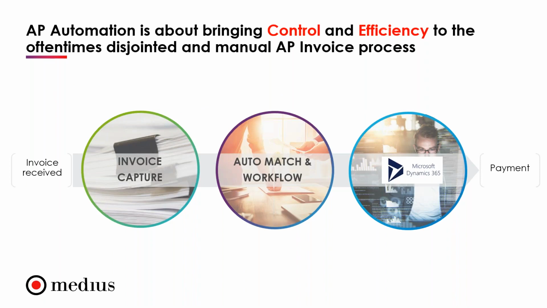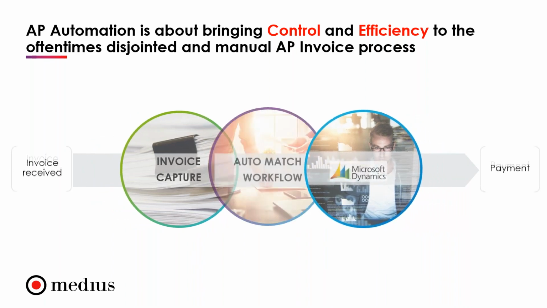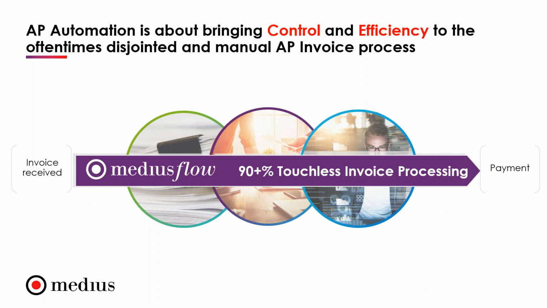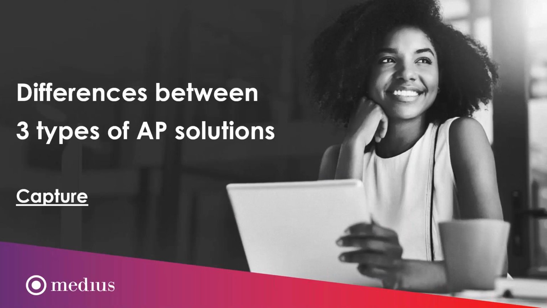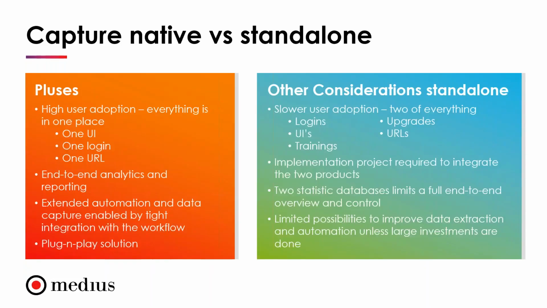AP automation consists of three parts: capture and retrieving data of the invoice, matching with purchase orders and the workflow, and the integration towards Microsoft Dynamics. All these three parts make it possible to have more than 90% touchless invoice process. So if we know that and we look at the differences when it comes to capture, where the process starts, you have native capture versus standalone capture solutions.